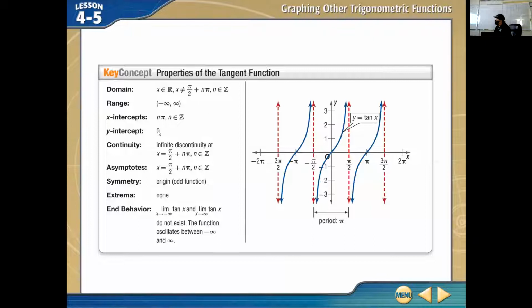Okay, the y-intercept is 0. The x-intercepts occur every pi radians. Okay, we have an infinite discontinuity at pi halves and negative pi halves. The asymptotes correspond to the infinite discontinuity. The symmetry is an odd function, so if we rotated it about the origin, we would map onto each other. And the end behavior is that the limit as x approaches negative infinity of tangent x does not exist because the function oscillates between negative infinity and positive infinity.